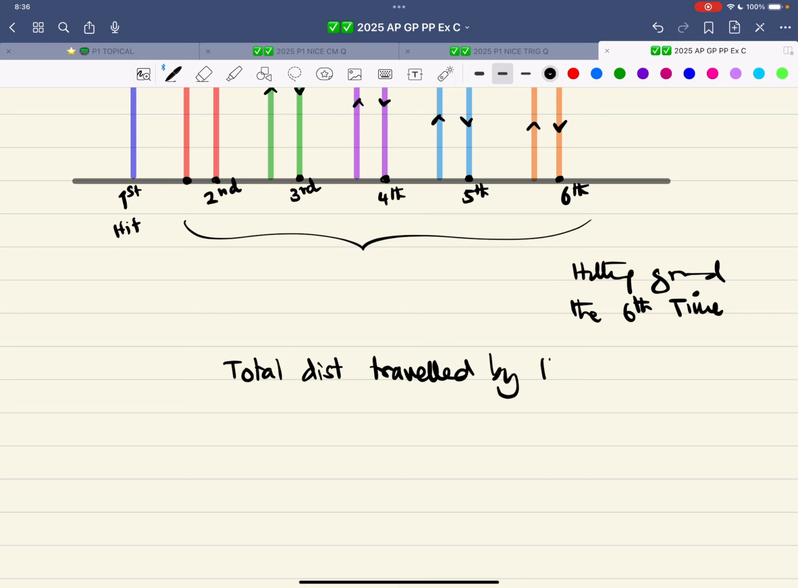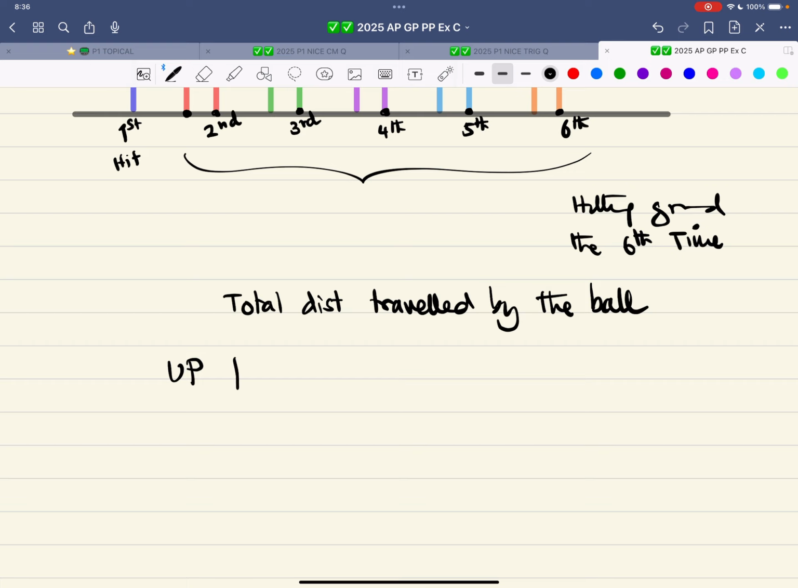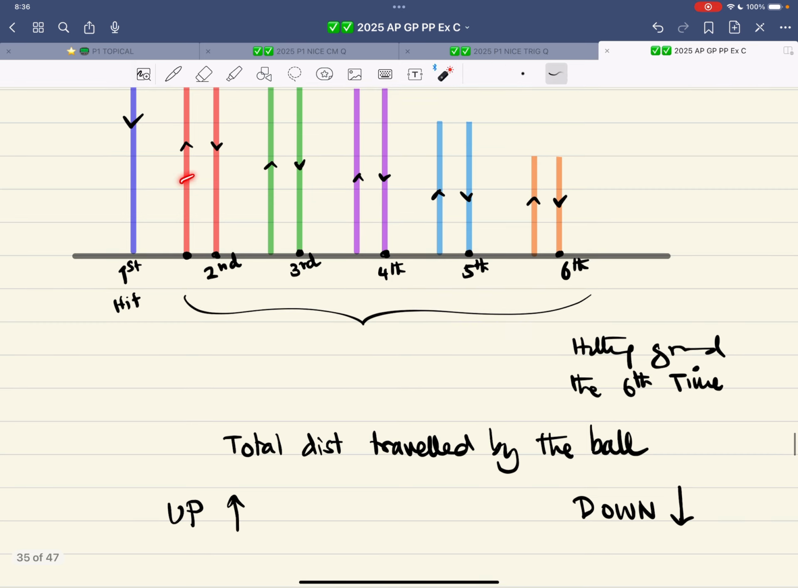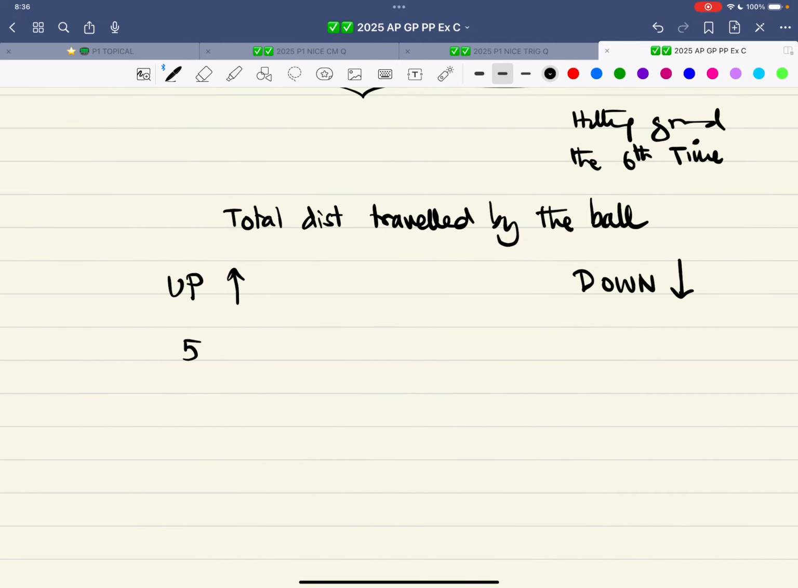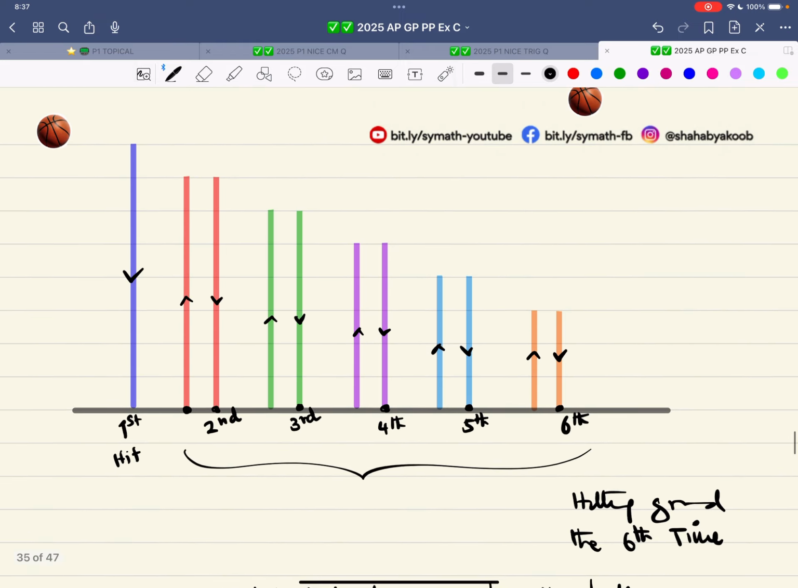So now, hitting the ground the sixth time, if the question is asked about the total distance traveled by the ball, there are 2 distances. There is the distance traveling up, there is the distance traveling down. So there were these 5 lines, 1, 2, 3, 4, 5. So for the sixth time, there are 5 terms. There are 5 terms from the point of first hit and then second hit, third hit, fourth hit, fifth hit, sixth hit. So there are 5 terms. That is the main important thing.